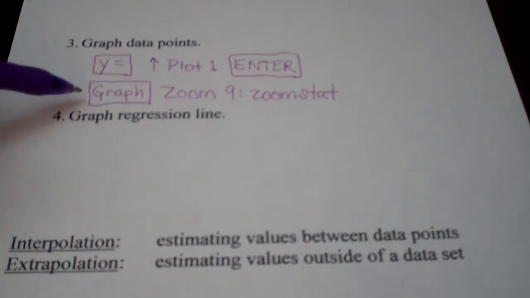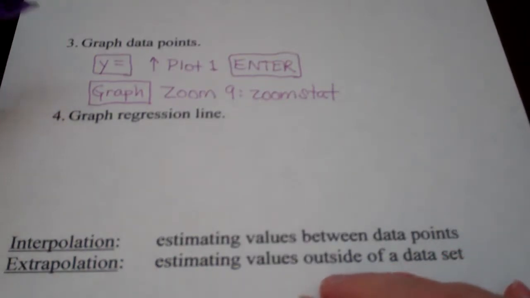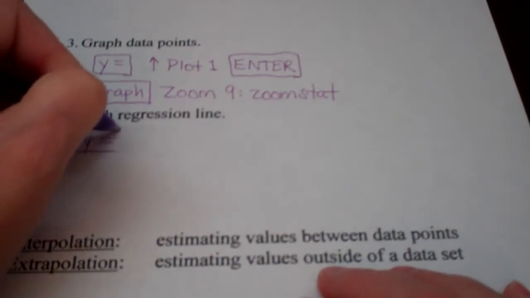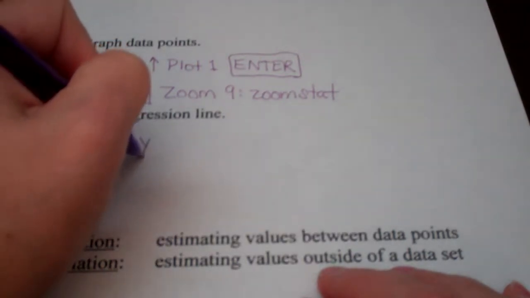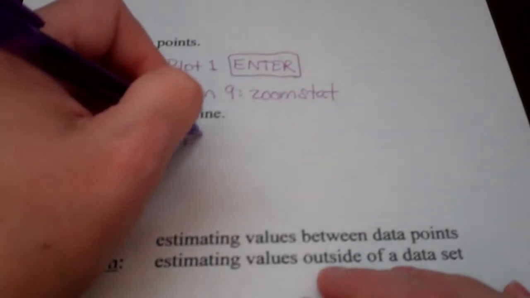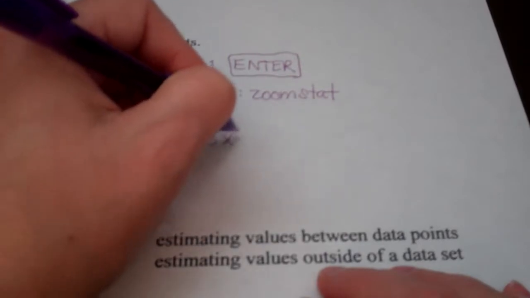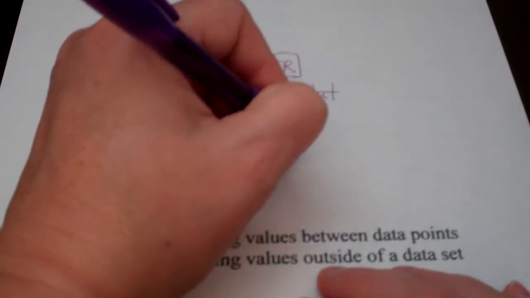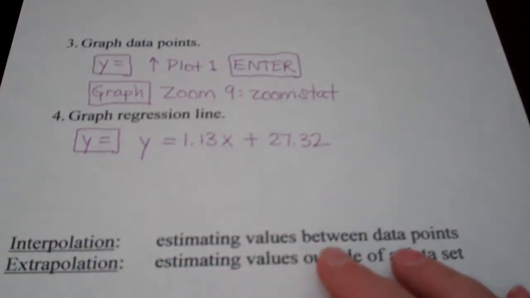Okay, so now that we've seen the points, if you want to add your regression line, you can go back to the y equals screen and just type in your regression line, right? Our regression line was 1.13x plus 27.32. So if we type that in, let's do that.